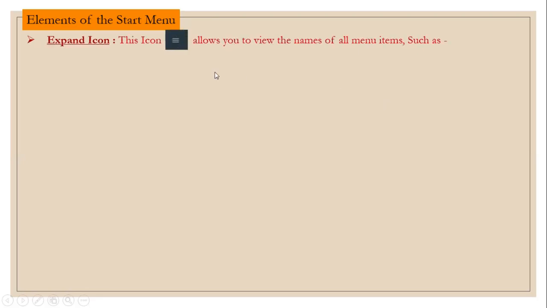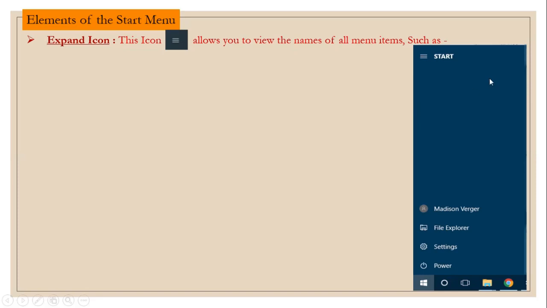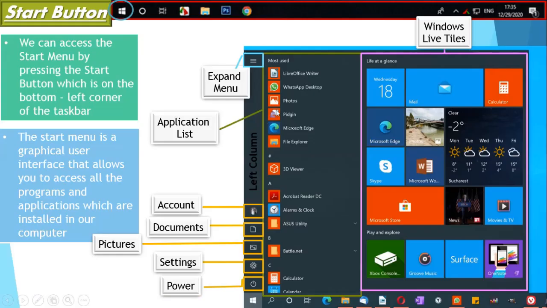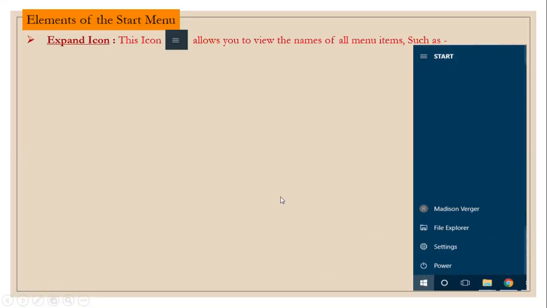The first one that we saw was the expand icon. This icon allows you to view the names of all the menu items. See, when you click on this start, it will show you what all is there. So this is the account, Madison. This is the account name, user. Then there's file explorer, there's settings, there's power. So when you click on this, it will expand the menu. First, you could only see these different things. You couldn't see the account name or the settings, power, nothing could be seen, right? So here you get to see all of those.